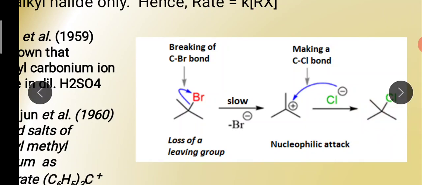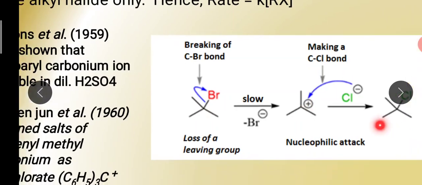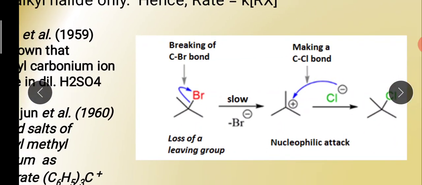nucleophilic substituted product. So in the first step, breaking of the C-Br bond takes place, and in the second step, the nucleophile attacks your carbocation to give you your substituted product. Now, out of these 2 steps, the first step, that is breaking of the C-Br bond, is the slow step, and hence this slow step is also the rate determining step of your reaction.